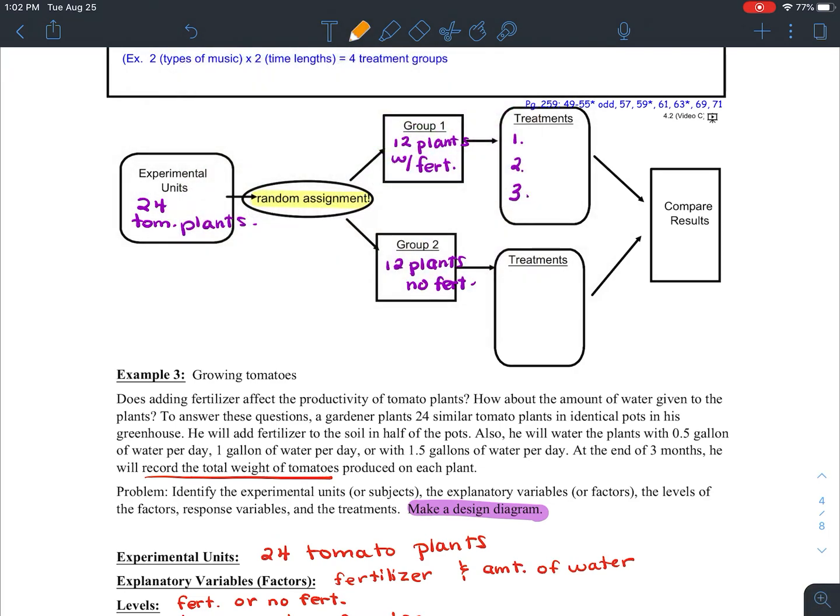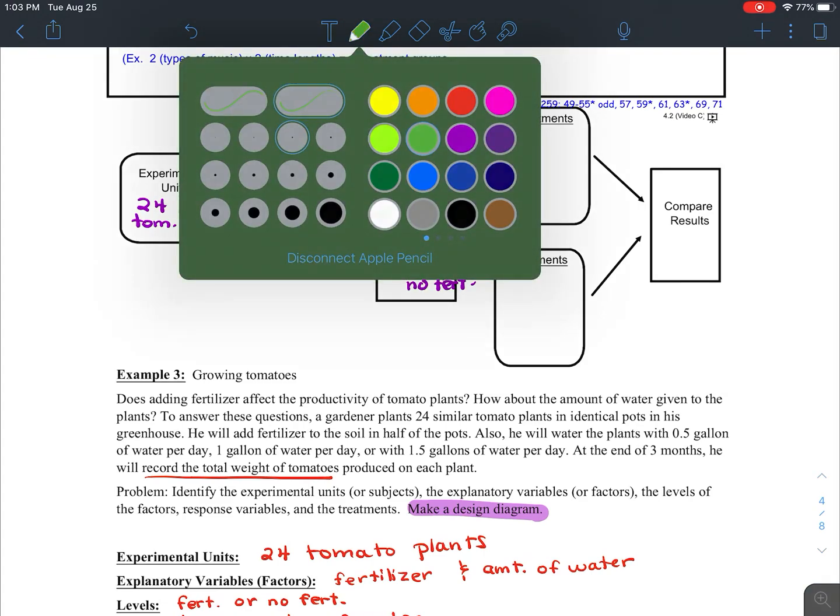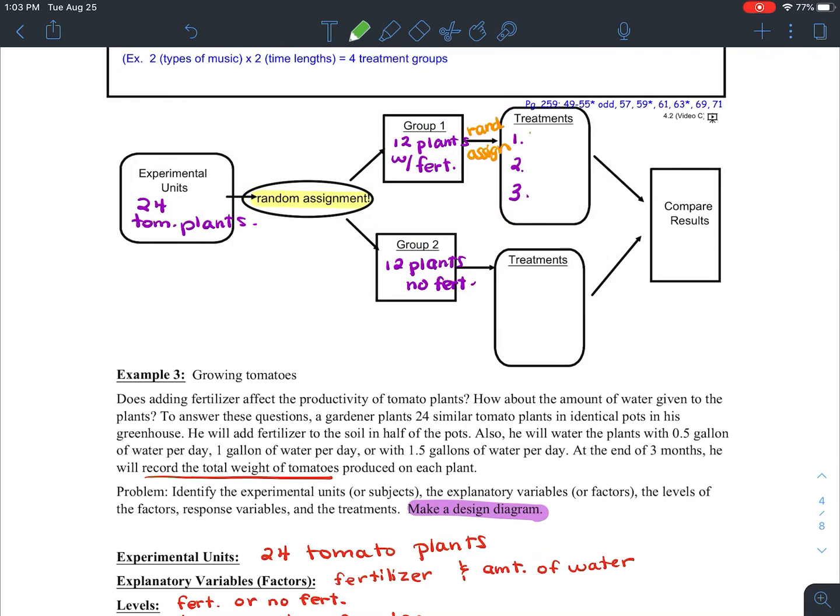Okay, now there will be 3 treatments here. And even this part here, I probably should have designated, and I can just write here, randomly assigned. So those 12, they're going to randomly be assigned so that 4 of those 12 plants will get a half a gallon of water, 4 will get 1 gallon of water, and 4 will get 1.5 gallons of water.